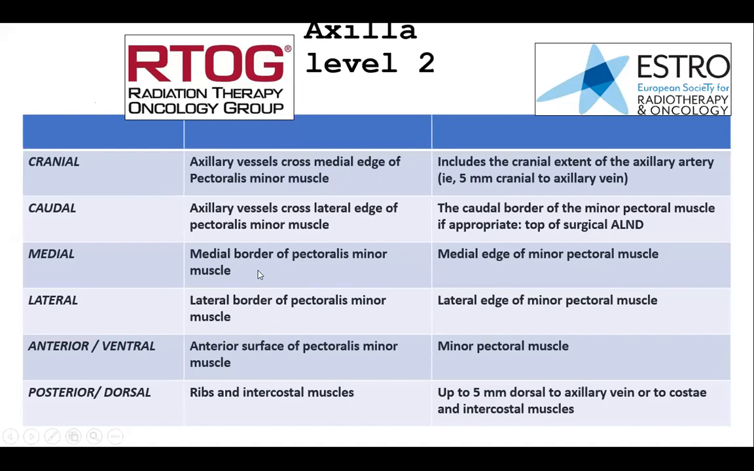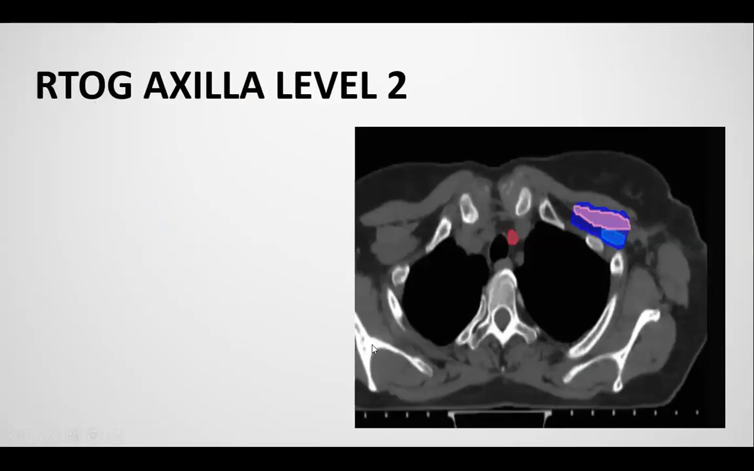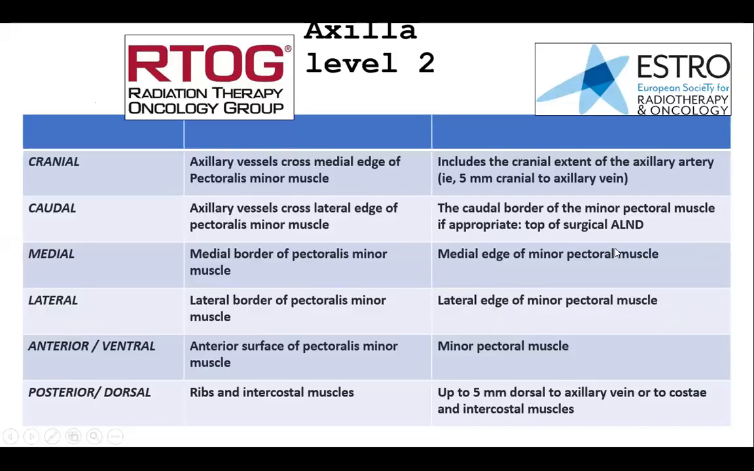In both, the medial border is the medial border of the pectoralis minor muscle, and the lateral border is the lateral border of the pectoralis minor muscle. Coming to the anterior border, it is the anterior surface of the pectoralis minor muscle, which is more or less similar. There is only a difference in the wordings they use.